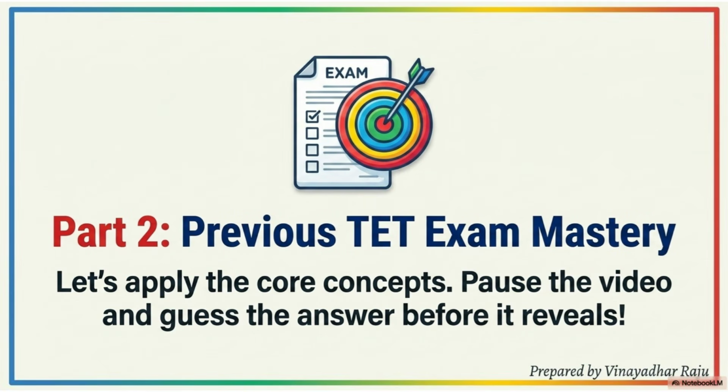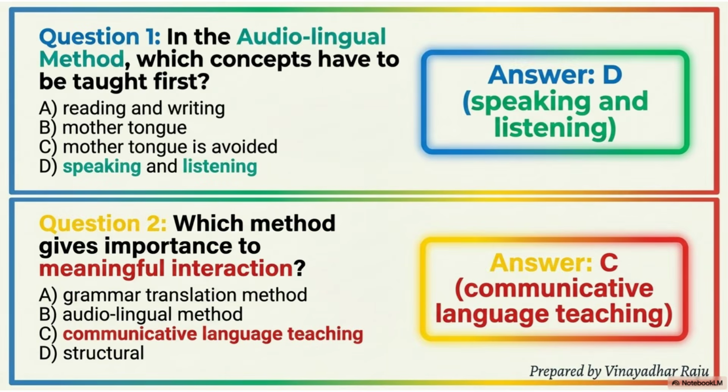Now that we've covered the theory, let's put your knowledge to the test with some previous TET exam questions. Question 1. In audiolingualism, what comes first? The answer is D. Speaking and listening. Question 2. Which method focuses on meaningful interaction? That's C. Communicative language teaching.